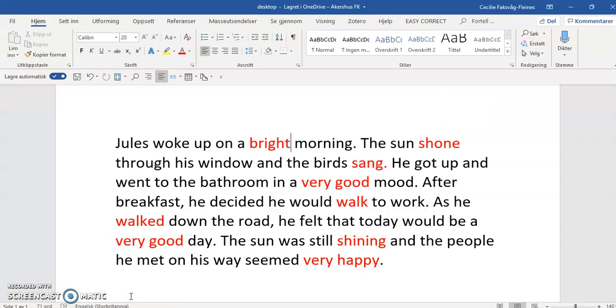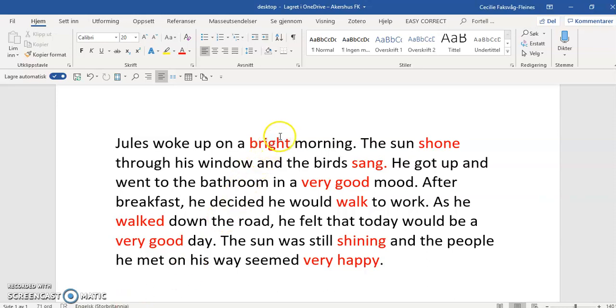So this is where using the collocation dictionary can be more advantageous than using a thesaurus, because a thesaurus just gives you a ton of synonyms, but it doesn't tell you which synonym is appropriate in the context. Here you get only the synonyms or the words that are appropriate to use together with morning.